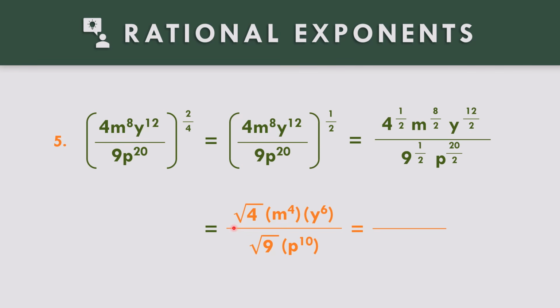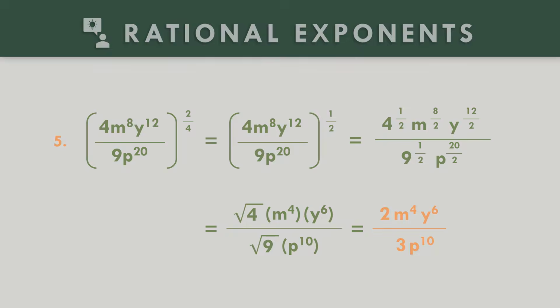Square root of 4, let us copy, that is equal to 2. m to the 4, y to the 6th power, and then the square root of 9, that is equal to 3, and then copy p to the 10th power. So the final answer is 2m to the 4th power, y to the 6th power, all over 3p to the 10th power.